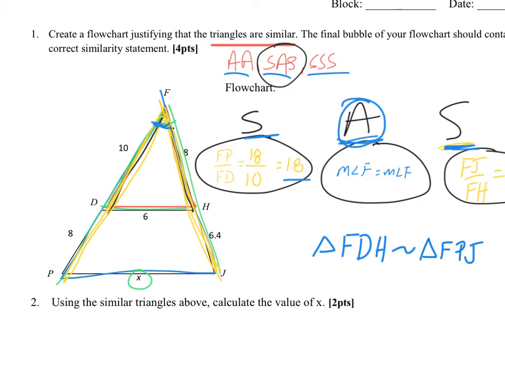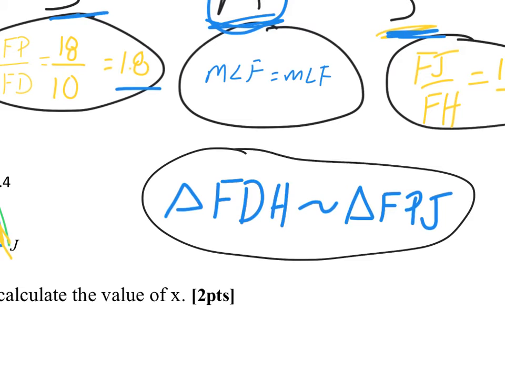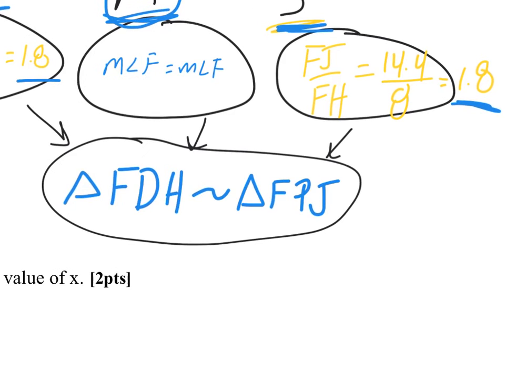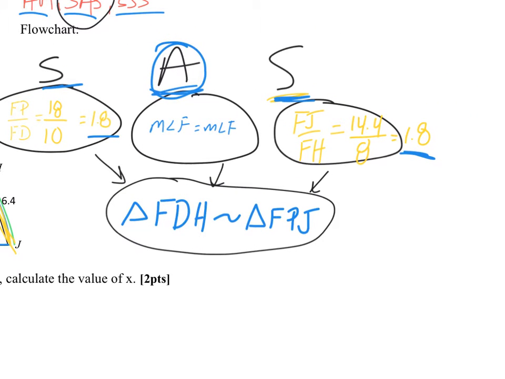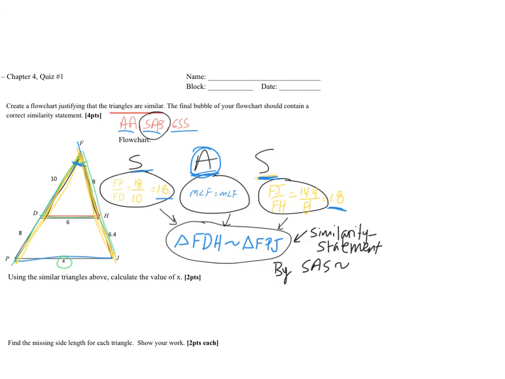And this last little piece that I wrote is called the similarity statement. And this is the last piece of my flow chart, taking all of these important pieces of information, and it all is pointing to this piece of similarity. And I'm going to say that this is by side-angle-side similarity. So this thing again right here is called the similarity statement, and that is saying what two triangles are similar. And you don't need to write the actual words similarity statement, but that's what that is called, and it is by side-angle-side similarity.